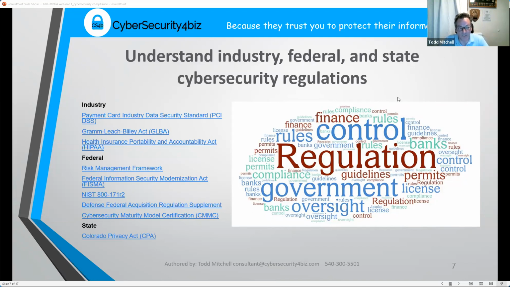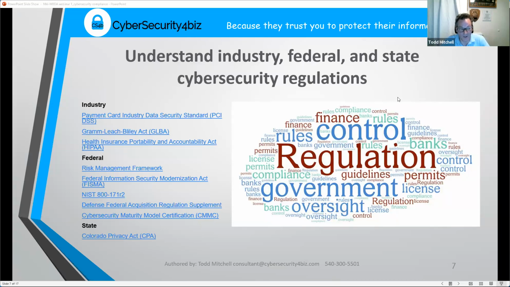The next big one is the Gramm-Leach-Bliley Act for anybody in the financial industry, and then there's HIPAA for anybody in the medical industry. These are congressionally mandated cybersecurity things that you need to do to become compliant. And then the other thing on the federal level is the risk management framework. If you're considering getting into the federal contracting arena, there's FISMA, the Federal Information Security Modernization Act, that basically dictates how you handle information inside the government.